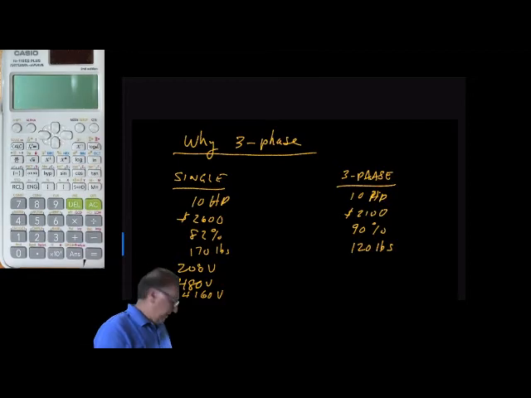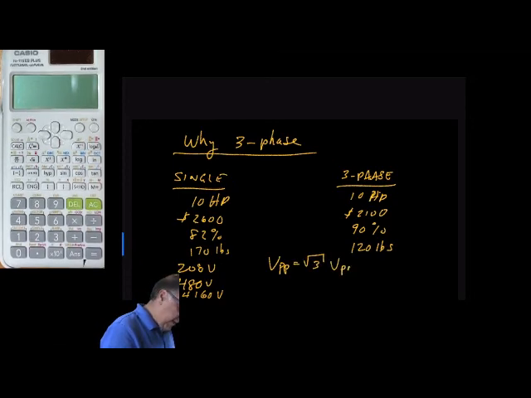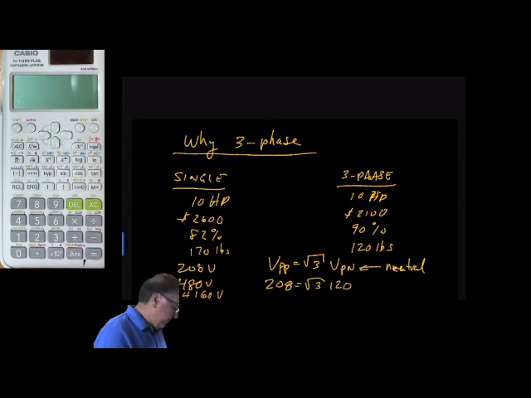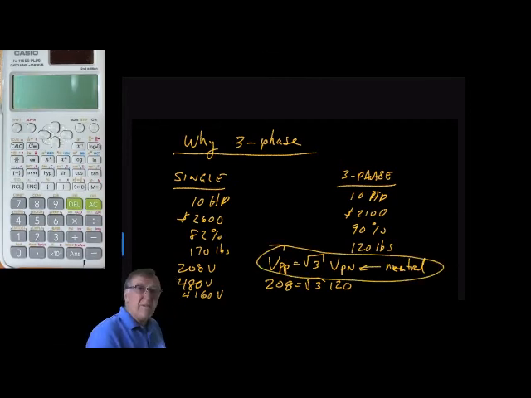The equation for 3-phase would be V_PP, which is the line-to-line voltage, equals the square root of 3 times V_PN, and this is the line to neutral. In the previous example, we would have 208 equal to the square root of 3 times 120. Remember this equation, put it on your note card. You'll be using that for quizzes and tests.